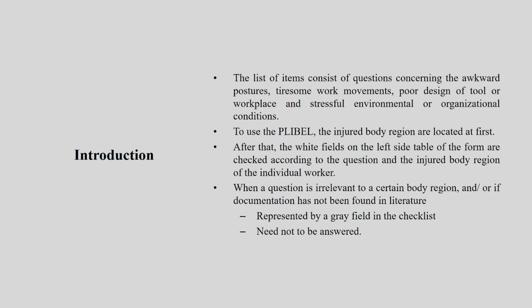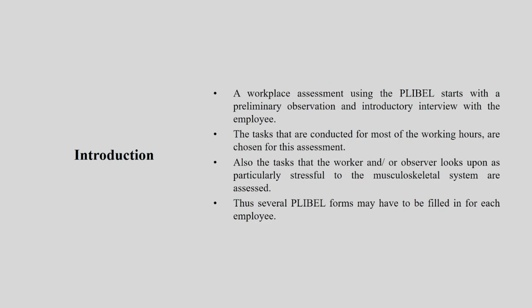When a question is irrelevant to a certain body region and documentation has not been found in the literature, it is represented by a gray area or gray field in this particular checklist. You will see the checklist, and only then can you understand. You need not answer for that particular gray area. In the whole checklist there are some white areas and some gray areas. For gray areas it has already been evaluated that they need not be answered, only the white portion needs to be answered. So I will show you the checklist.